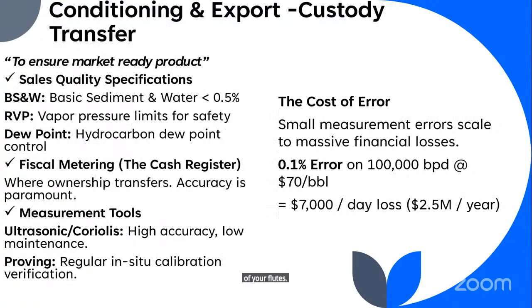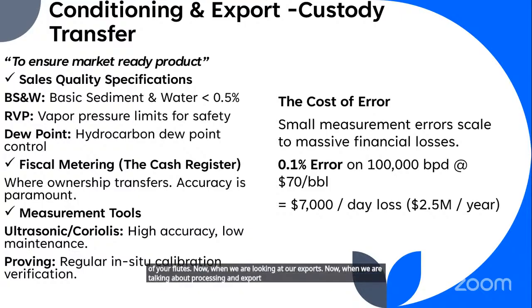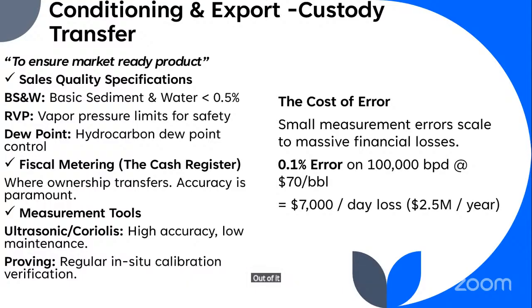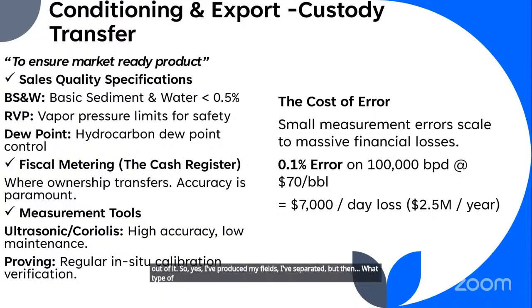Now, when we are looking at our export, when we are talking about processing and export, which is like saying this is the height of everything, because we said from reservoir to export. So export should not be left out. So yes, I've produced my fluids, I've separated, but then what type of fluid am I selling to the market? If I'm not able to balance the product I'm sending out, I've broken one of the chains. And I said optimization means balancing all the systems of production.